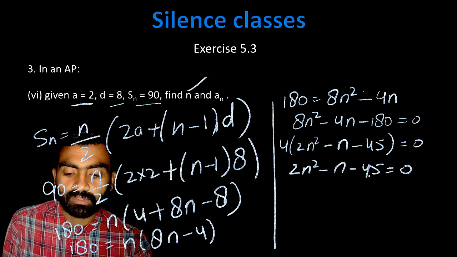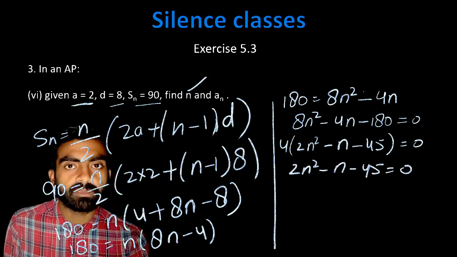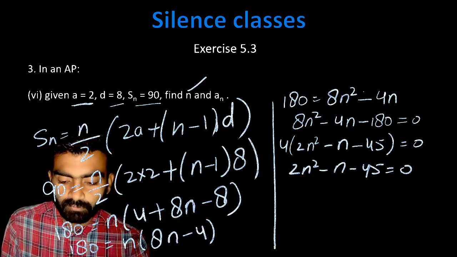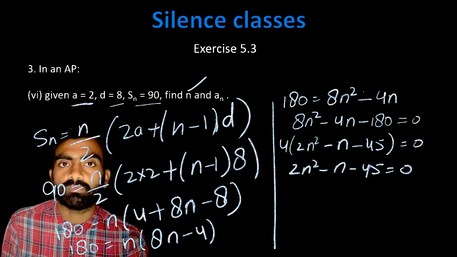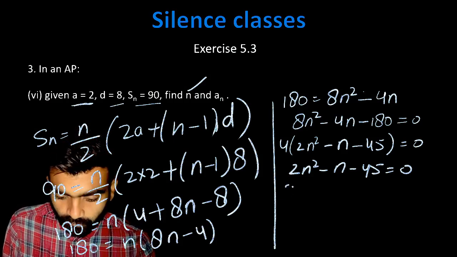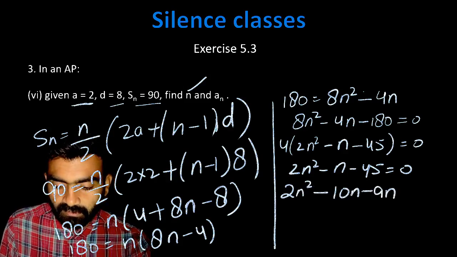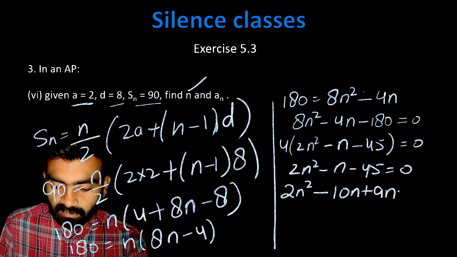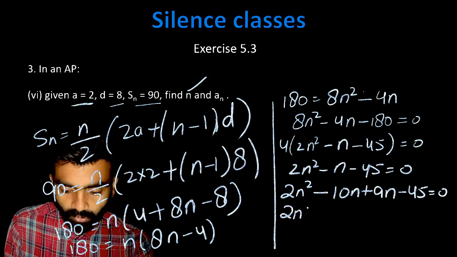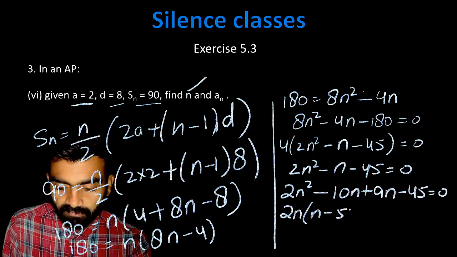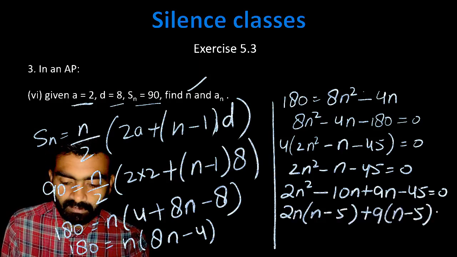So we will multiply, we will get 90. By using the splitting the middle term, we can find it out. So we will get 90: 10 multiplied by 9 will become 90, and 10 minus 9 will become 1. So 2n square minus 10n plus 9n minus 45 is equal to 0. So we will get 2n as common, so we will get n minus 5, plus 9 as common, n minus 5, is equal to 0.